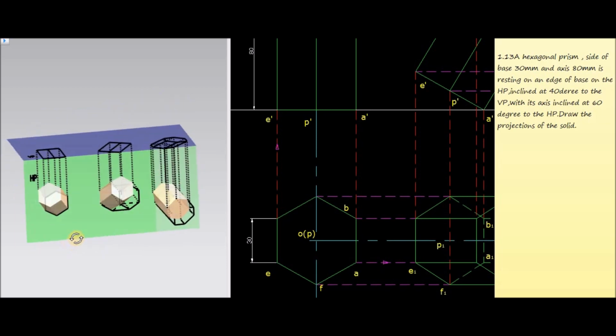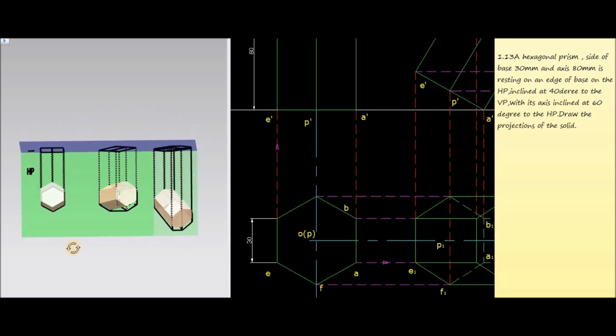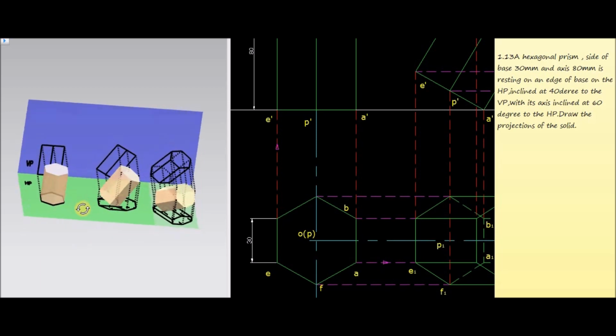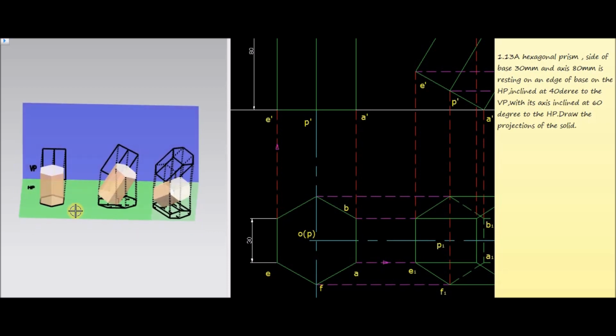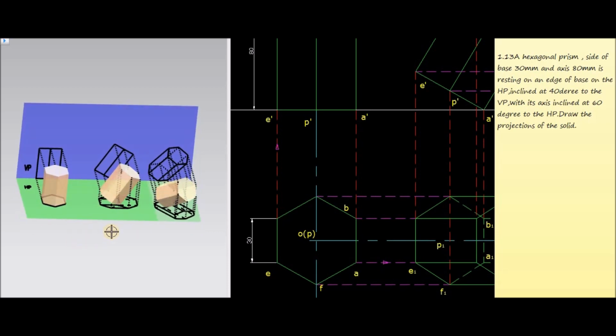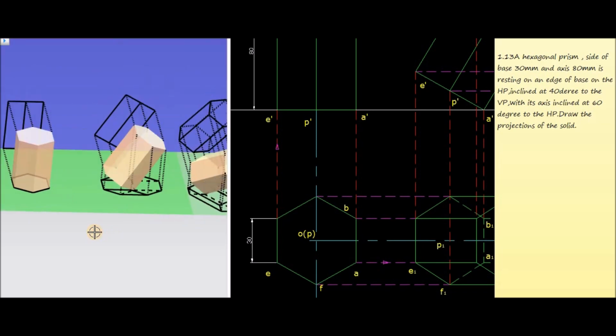We have to fix this hexagonal prism only in this manner for turning the prism at an angle of 40 degrees to the VP, and it also makes 60 degrees to the HP. That means the axis makes 60 degrees to the HP. So for that we have to initially position the hexagonal prism in this manner, such that the two adjacent edges are equally inclined to the vertical plane. Then in the second case we have to tilt as per the question.